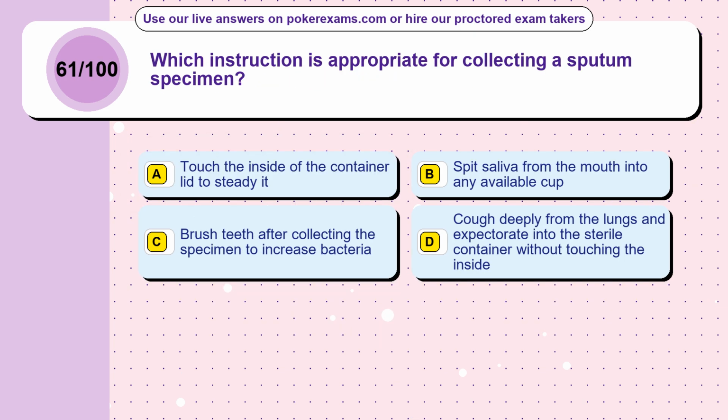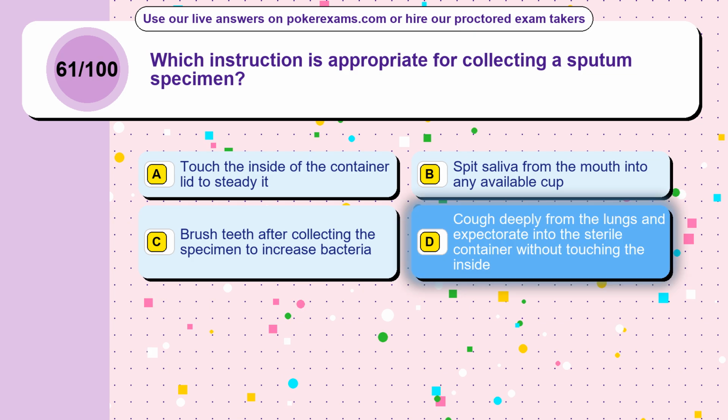Question 61. Which instruction is appropriate for collecting a sputum specimen? Option A. Touch the inside of the container lid to steady it. Option B. Spit saliva from the mouth into any available cup. Option C. Brush teeth after collecting the specimen to increase bacteria. Option D. Cough deeply from the lungs and expectorate into the sterile container without touching the inside. The correct answer is option D.